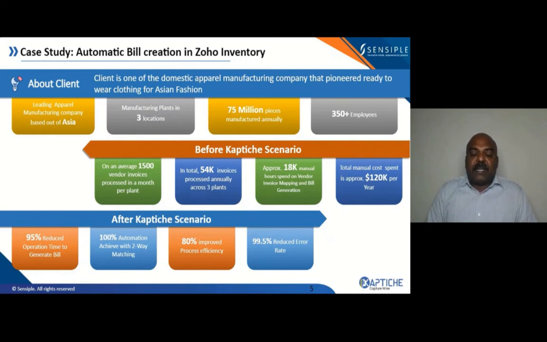So after Kaptiche, 95% of the operational time to generate the bill got reduced, right? It just takes less than a minute to process this. So there was a significant amount of time saved there, and so the cost. And 99.5% reduced error rates, and 100% automation achieved with the two-way matching, I mean, it gets matched with the PO, and 80% improved process efficiency.